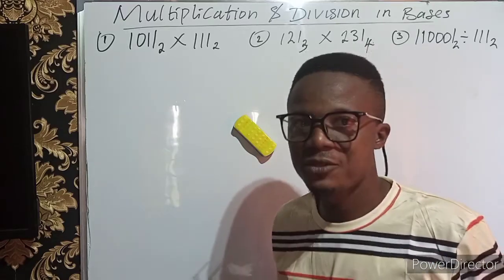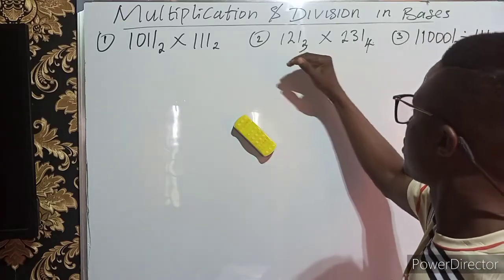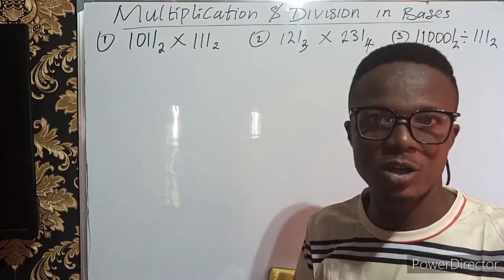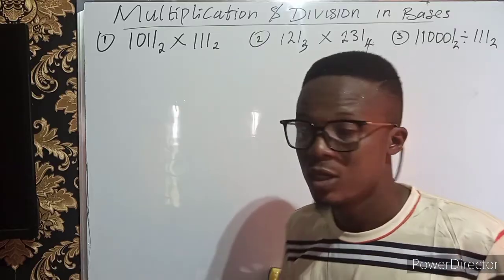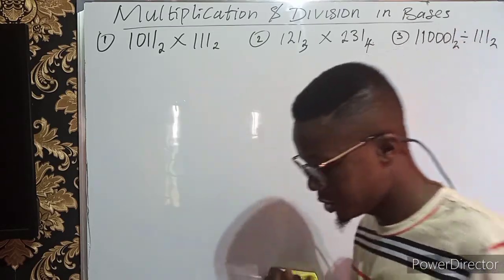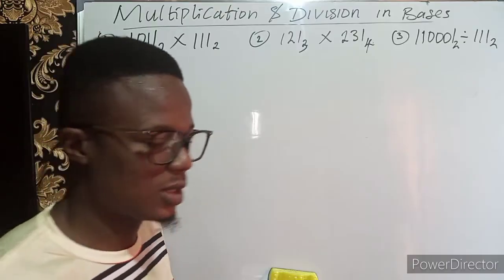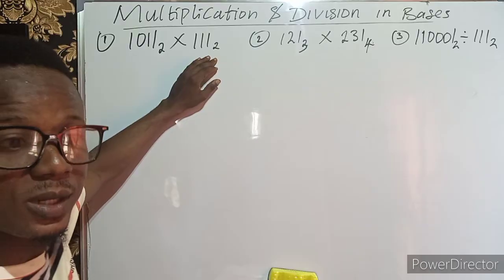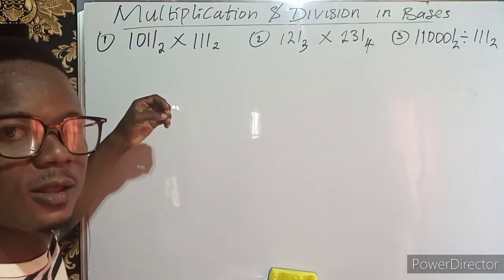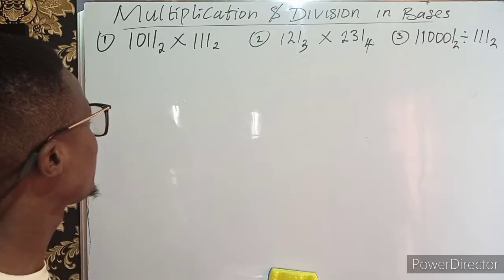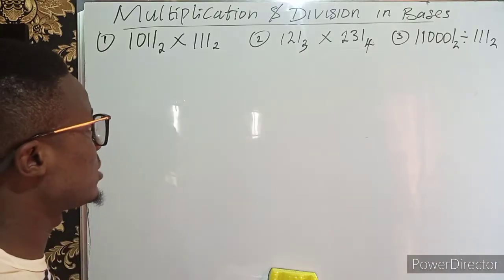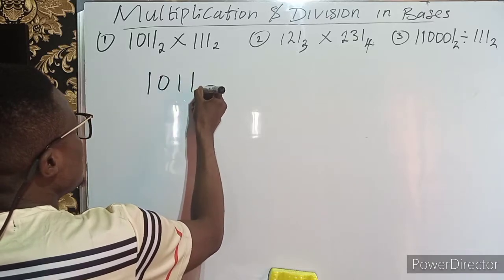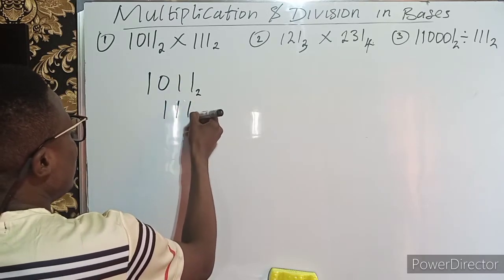Hello friends, in this video I'm going to discuss multiplication and division in bases. The other videos have already talked about addition and subtraction in number bases, so here we're going to focus on multiplication in bases. You can change each of the numbers to base 10, then do the multiplication, and after that convert back to base 2, or you can still do the multiplication directly. So here you have 1011 base 2 multiplying 111 base 2.